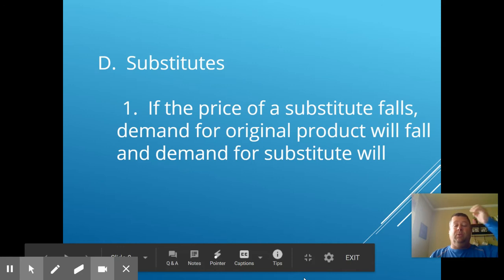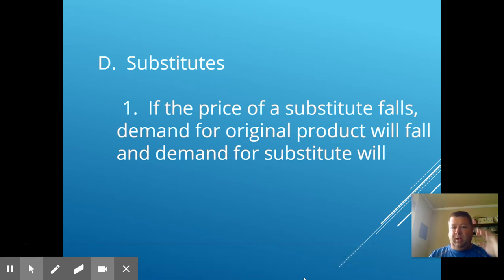There we go. Substitutes. Let's get into substitutes. What a substitute is, guys, you and I do this all the time. You obviously know what a substitute teacher is, but substitutes as far as goods are concerned: when the price of a substitute falls, the demand for that original product will also fall, because the demand for the substitute is going to increase.